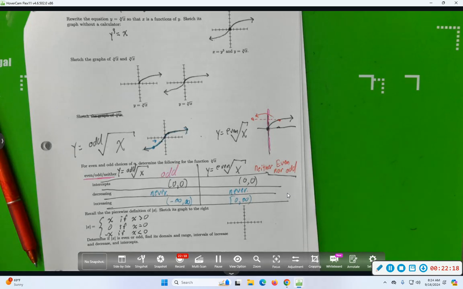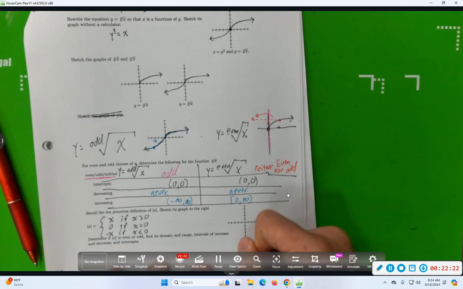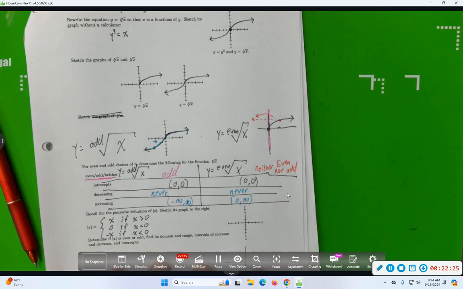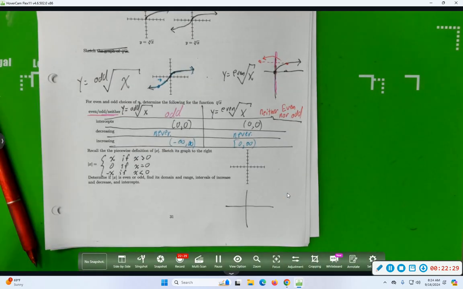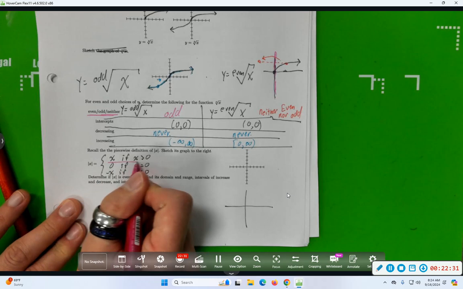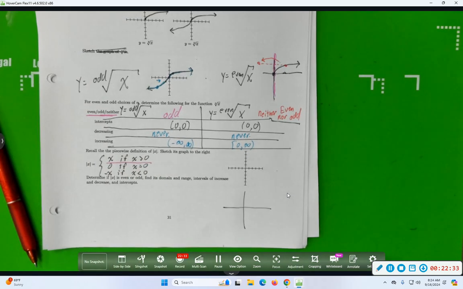I'll color code here. And then we'll take these pieces and use them to graph the whole function. So one piece at a time. y equals x. We know what that graph looks like. Straight line, slope 1, the intercept 0, 0.